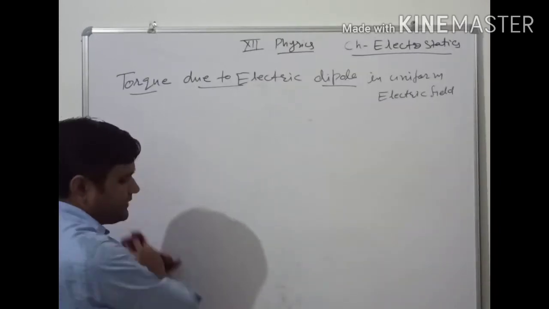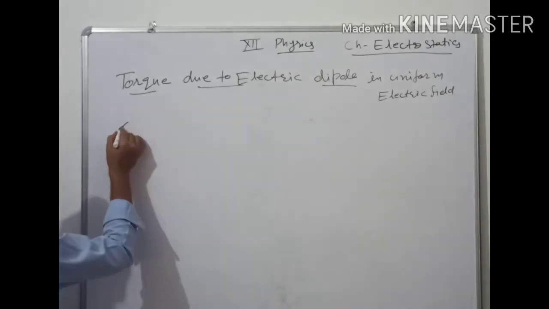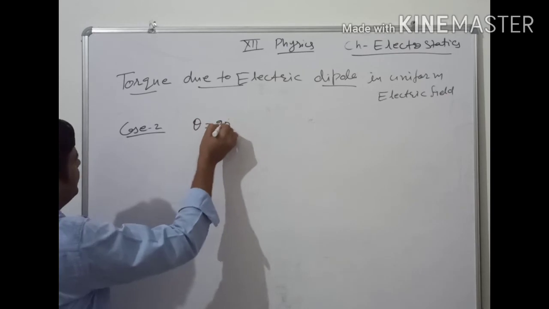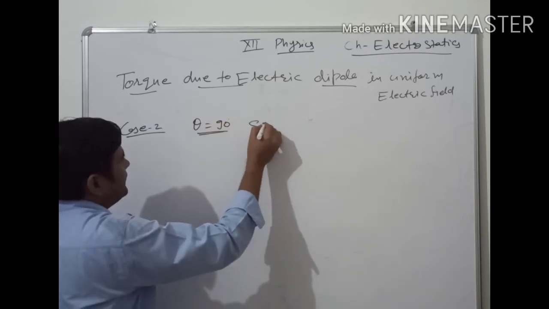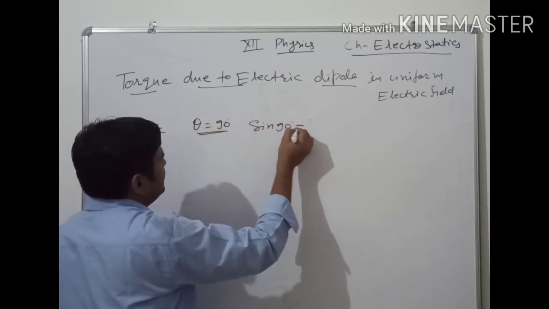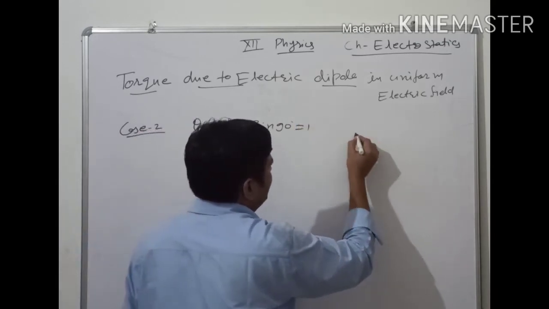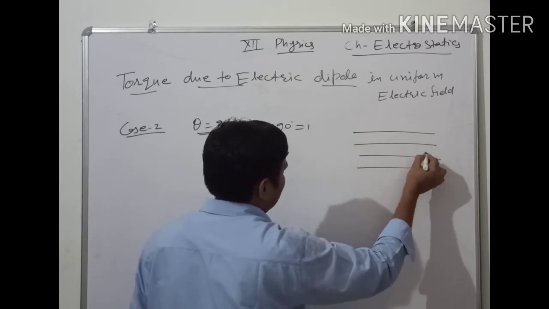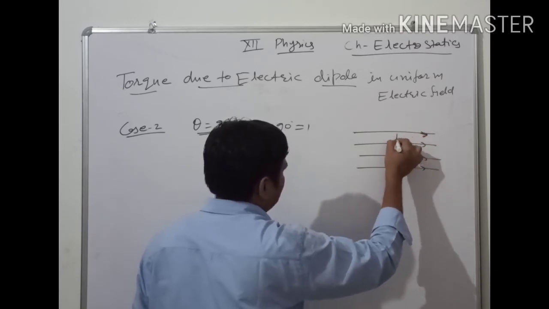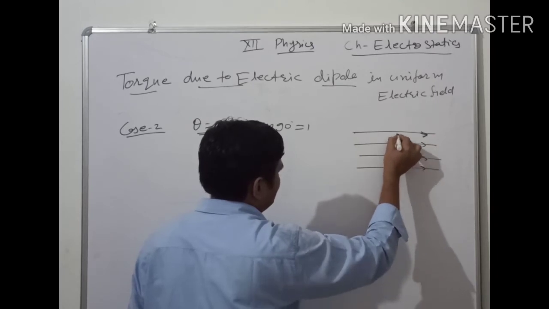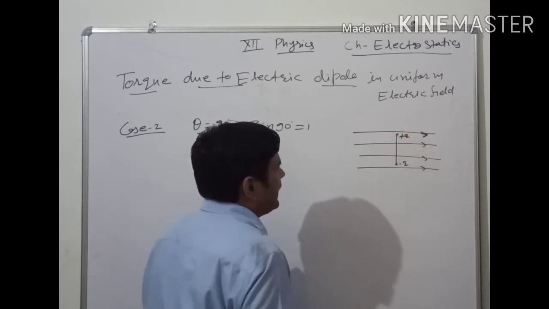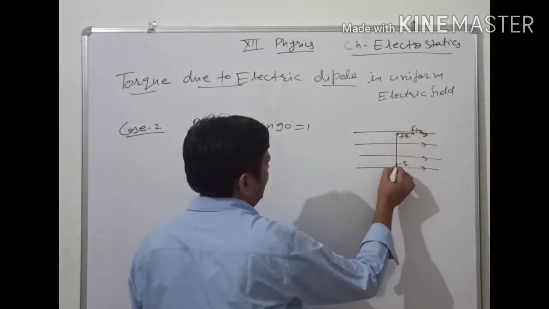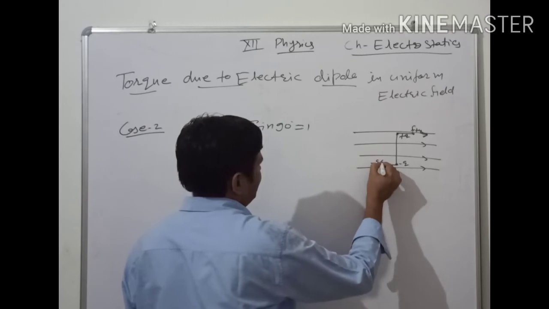Okay, next the case number 2. Here we are considering theta equal to 90 degrees. Theta equal to 90 degrees, it means sin 90 is equal to 1. Now the placement of the electric dipole looks like this. If these are the electric field lines and the electric dipole, it is placed like this. It is the minus q, it is the plus q. Now the force due to plus q is F plus q, and it is in this direction, it is minus QE.